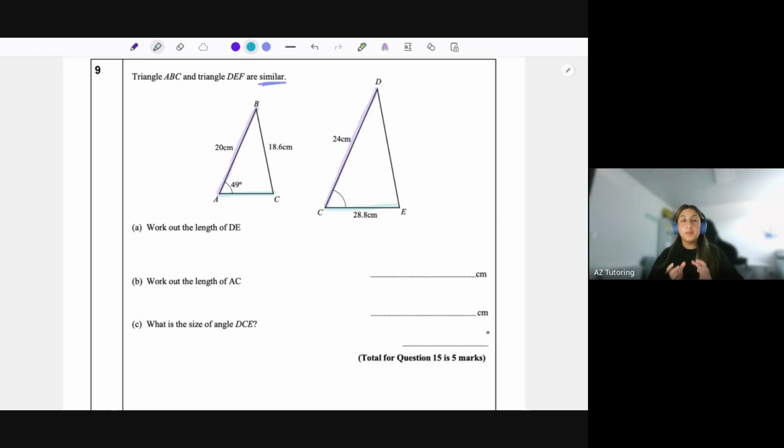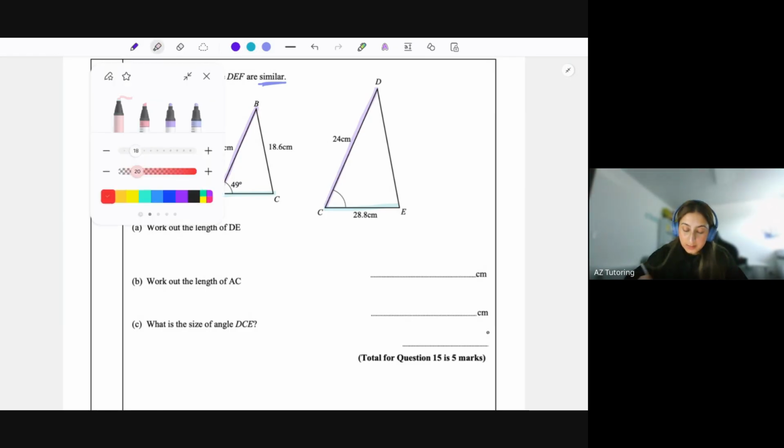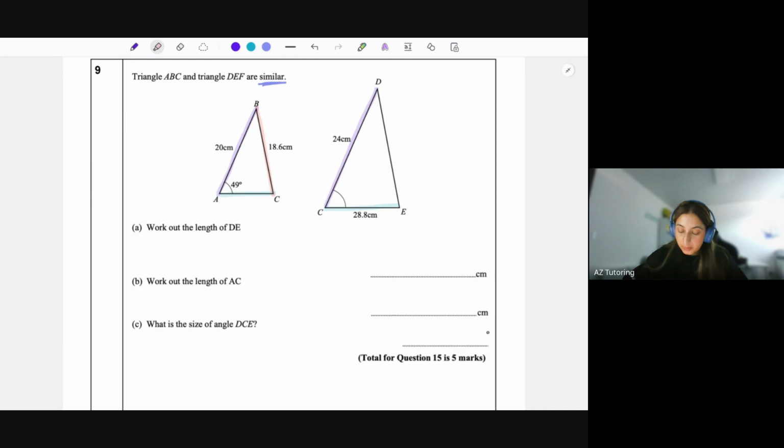This side is corresponding to this side because it's the same side. Just remember, with similar shapes, sometimes the shape can be rotated. So always draw them the right way around next to each other so you can see which side is corresponding. And then the last side, this side is corresponding to this side. And this angle is corresponding to this angle. So the question says, work out the length of DE. Which one is DE? So we need this length here.